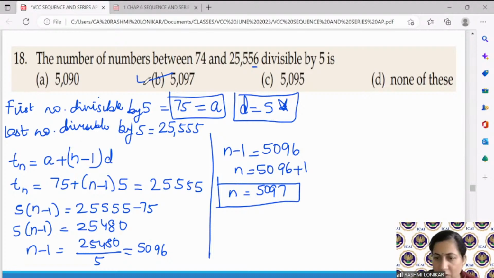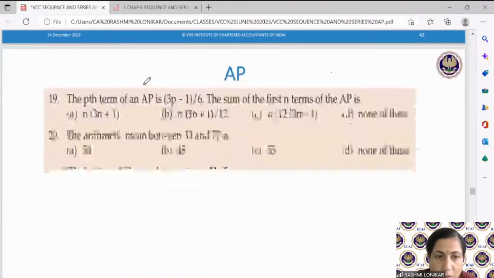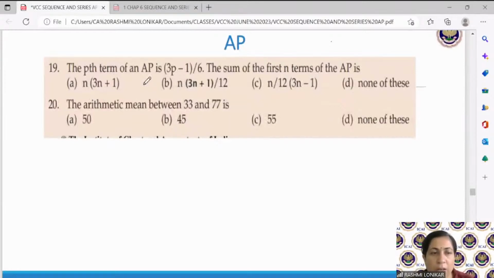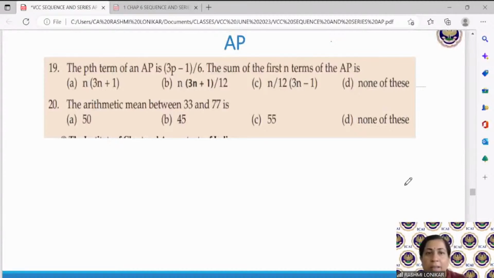So, this is your sum. Now, let us go to this. Okay. Earlier, I was talking to you about how sometimes they will use the symbol n and sometimes they will use P or I. So, this is an example. The pth term of an AP is given by this. The sum of the first n terms of the AP is given by which of this formula? So they are giving you the nth term, and they are asking you to find the sum of the series.